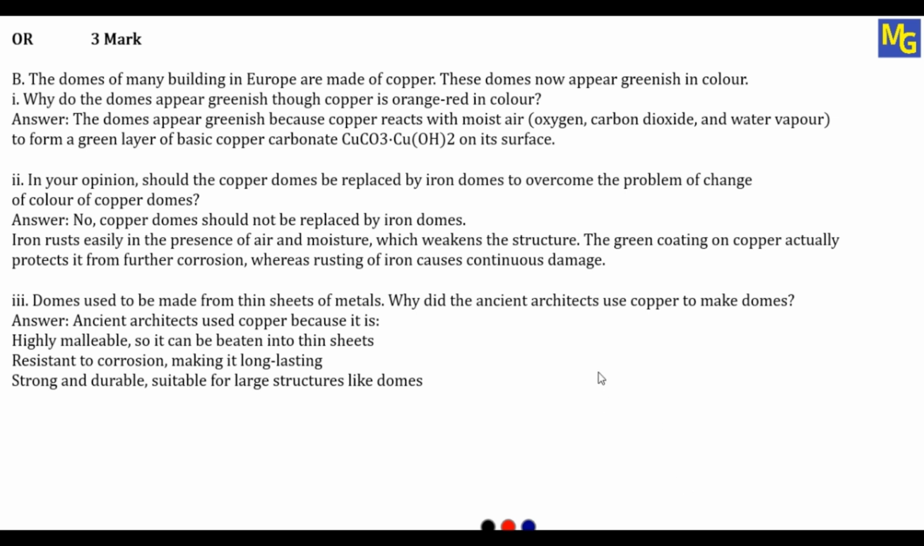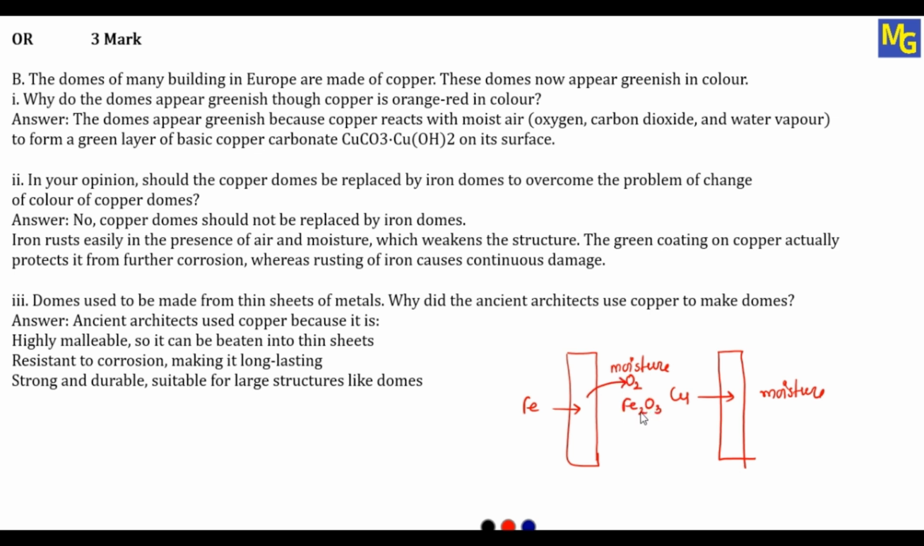Let me explain this with a diagram. Imagine this is one metal piece made up of iron, and this is another metal piece made up of copper. Now when both the metals come in contact with moisture, what happens? Both are susceptible towards moisture and both can undergo corrosion. When iron undergoes corrosion with the oxygen from the moisture, Fe reacts and forms Fe2O3, iron oxide, a brown colored powder.